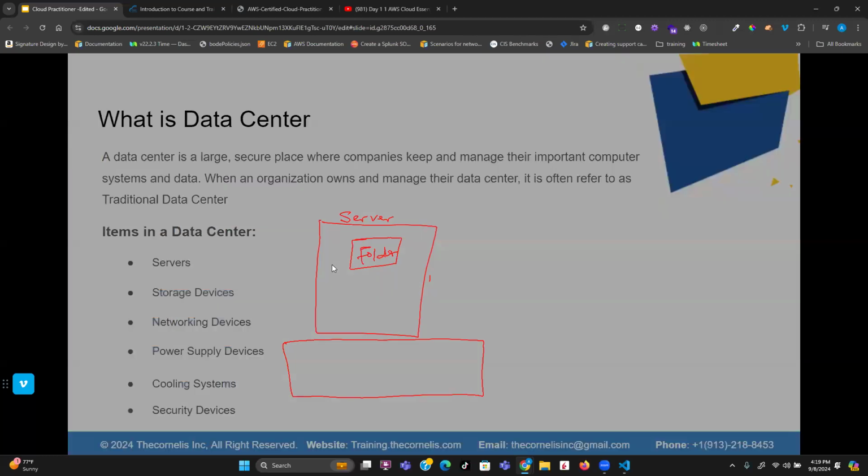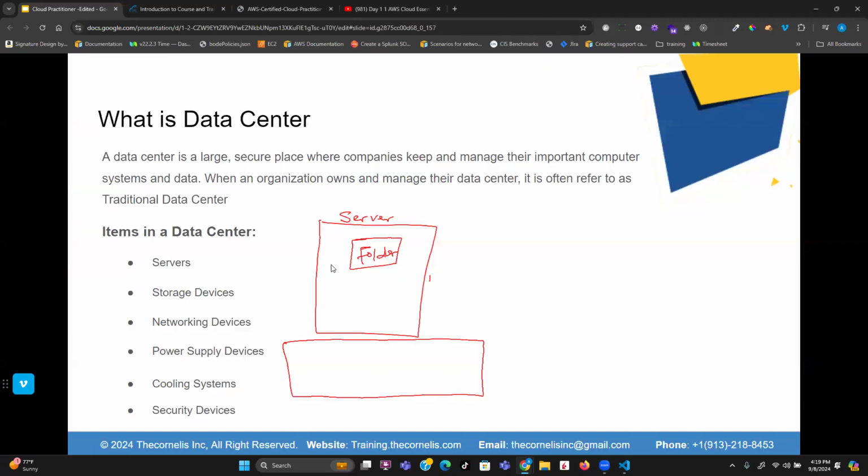So now, let me go back here. A website is just a mere folder. Now let's say this is the folder, and for me to make this website accessible by people, I need to put it on a server that can work 24 hours without me turning it off.